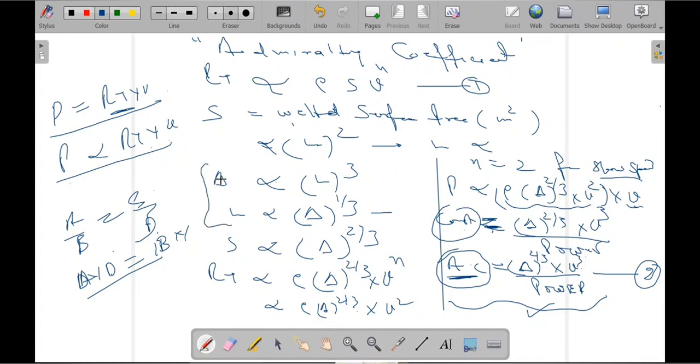Only this part we have done. Delta has been expressed as proportional to L cube on linear dimension basis. L is therefore delta raised to power 1 by 3, and in this formula, this is proportional to S, which I replaced with it. V remained the same, and we took the value of N as 2 for slow speed. That is how we get this.